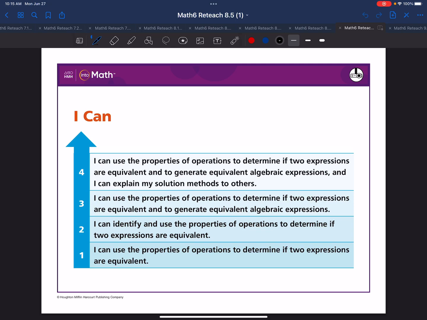Today we will review 6th grade math lesson 8.5. This lesson will cover how to identify and generate equivalent algebraic expressions. Here's your I can statement. I can use the properties of operations to determine if two expressions are equivalent and to generate equivalent algebraic expressions, and I can explain my solution methods to others.